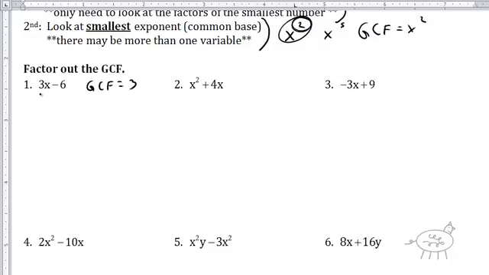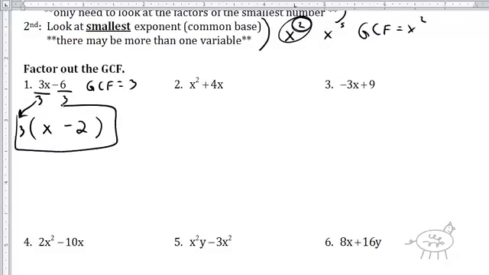They go into both. So this is what I want you guys to do. I want you to divide each of these by the greatest common factor. Divide each by 3. And then on your answer blank, you're going to put that 3 that you just divided by, and inside the parentheses, you're going to put the results. So 3x divided by 3 is x. Negative 6 divided by 3 is negative 2. This, math fans, is your final answer. It's 3 parentheses x minus 2. That's factoring the greatest common factor.